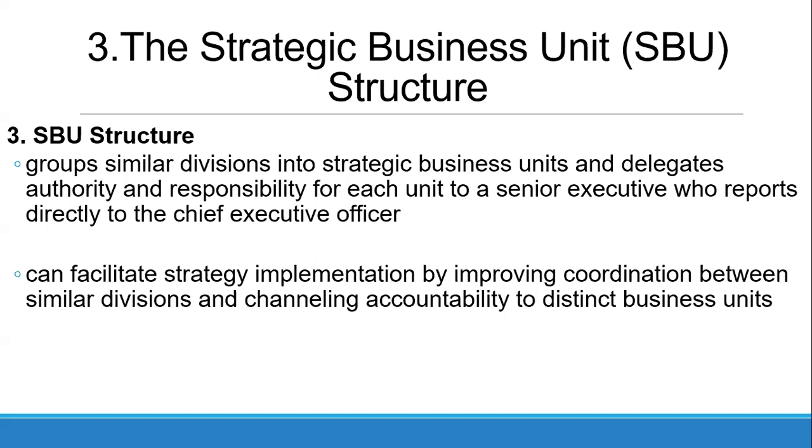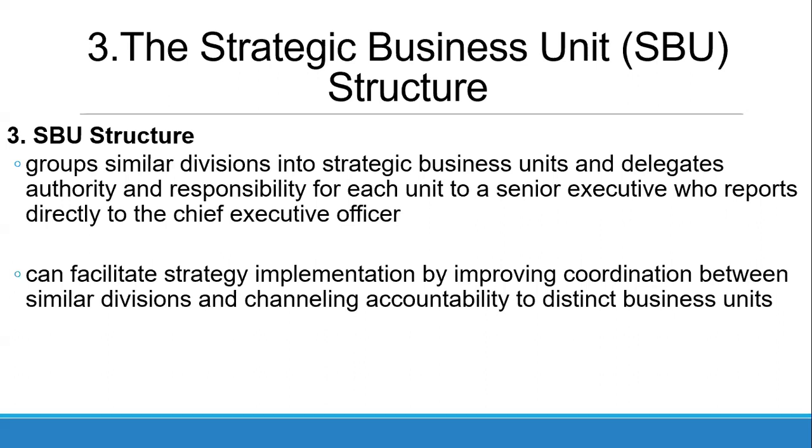For that reason, it will become relevant for you to create a strategic business unit that will be responsible for managing the complexities that come forth with the increasing size, number, and diversity of the divisions. So what happens is that there is the need to group similar divisions into a strategic business unit, and then you delegate the authority and responsibility for each of these units to a senior executive who will now be reporting directly to the CEO or the president of the firm.